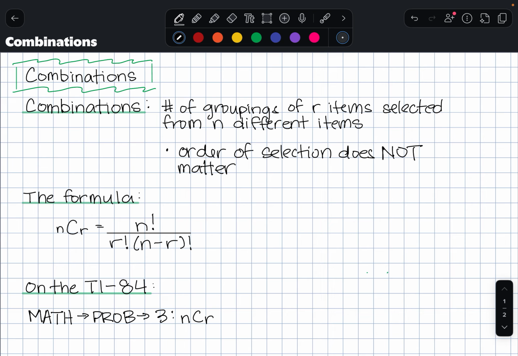So let's look at those moving pieces really quick. Remember that n is the total number of items. So this is the set we're choosing from. And then r is the number of things we're choosing.